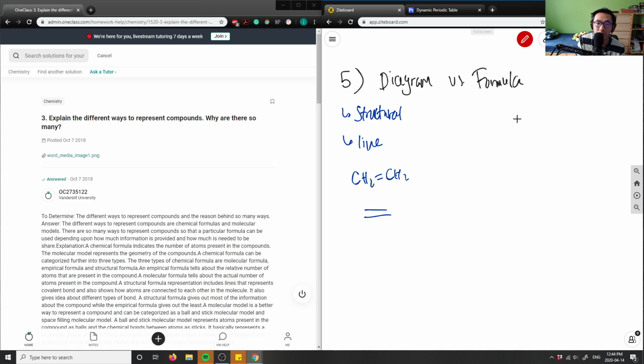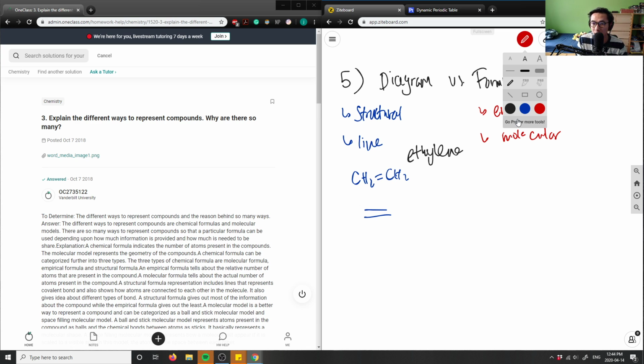As formulas, I'm going to do them in red. There are 2 different types of formulas: empirical formulas and molecular formulas. I misspelled molecular. So, for example, taking ethylene as an example here, the empirical formula would be adding up all these atoms. I have 2 carbons and 4 hydrogens here, so it'd simply be C2H4 as my formula.